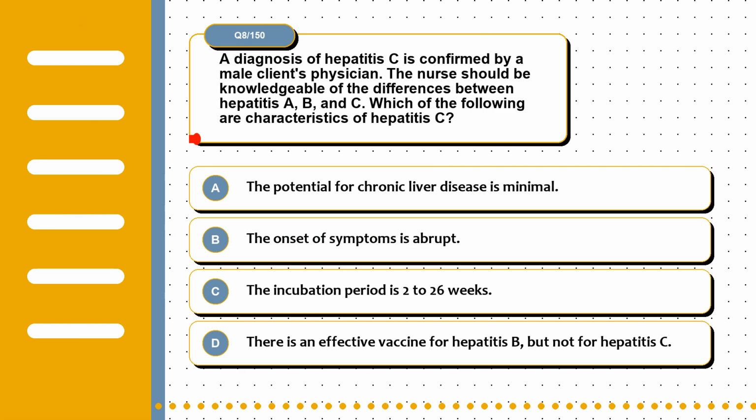Question 8. A diagnosis of hepatitis C is confirmed by a male client's physician. The nurse should be knowledgeable of the differences between hepatitis A, B, and C. Which of the following are characteristics of hepatitis C? Here are the options. Option A. The potential for chronic liver disease is minimal. Option B. The onset of symptoms is abrupt. Option C. The incubation period is 2 to 26 weeks. Option D. There is an effective vaccine for hepatitis B, but not for hepatitis C.